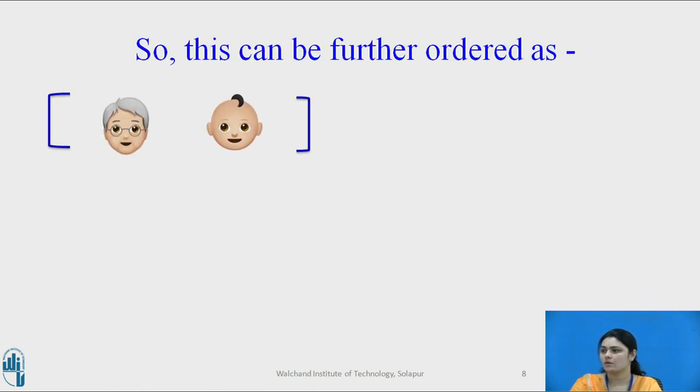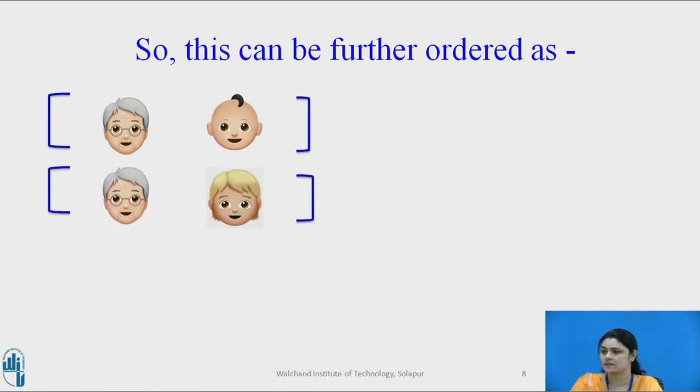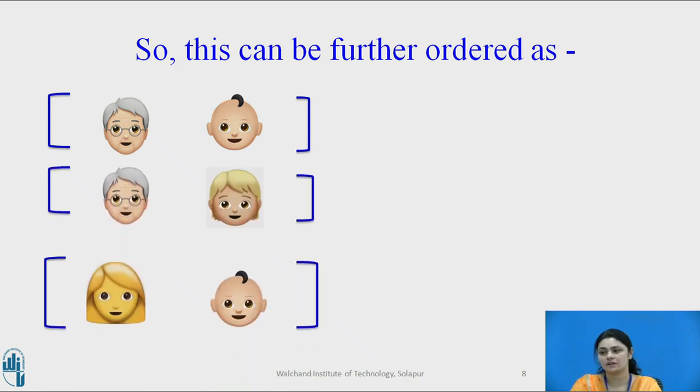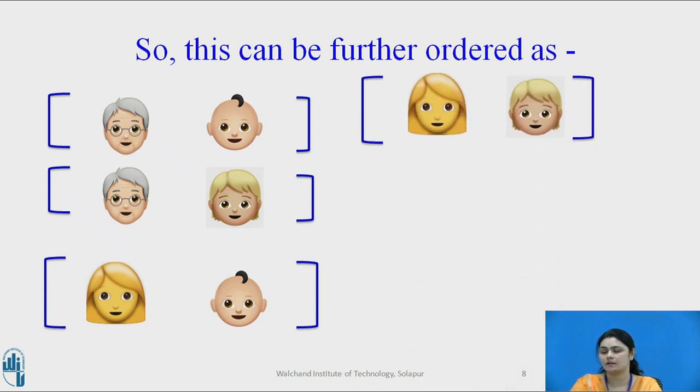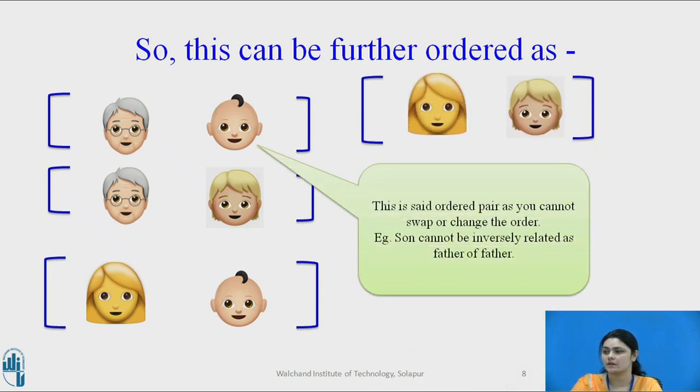Now, this can be further ordered, as we see the element from one set forms a pair with an element of another set. So we can see (father, son), (father, daughter), (mother, son), and (mother, daughter). Now, this is called an ordered pair, as you cannot swap or change the order. For example, you cannot relate son to a father. So inversely it is not possible. Let us see more in detail.